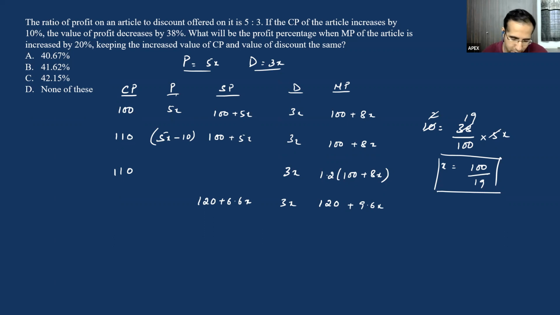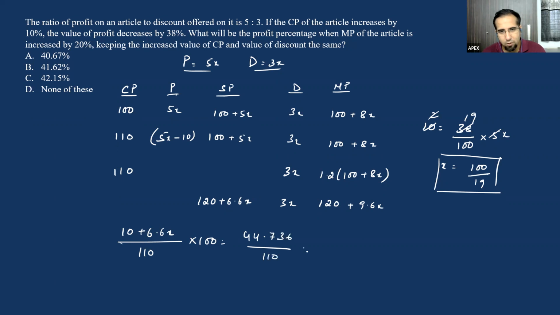So what is my 6.6 into 100 divided by 19? That is 34.736. What is the profit? Selling price minus cost price. So profit is going to be 10 plus 6.6x. So 34.736 plus 10 is 44.736, divided by cost price into 100. So 44.736 divided by 110 into 100 is giving you 40.669. Okay. So that becomes 40.67 and therefore option A.